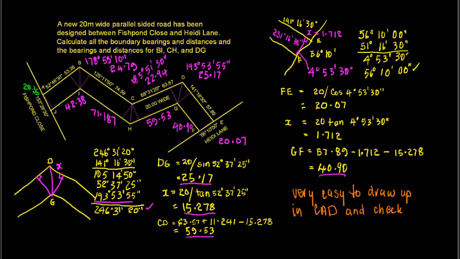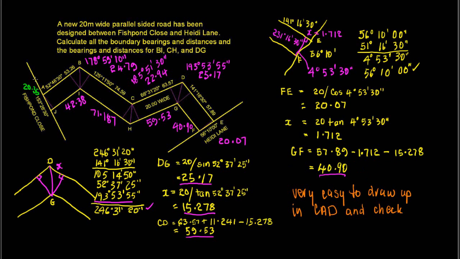So we can now calculate G to F, I think it is, but F seems to have disappeared on us, but never mind, F in here. So it'll be ED minus this little piece here, and as it happens, minus this little bit at the top, so minus 1.712 and minus 15.278 gives us 40.90.